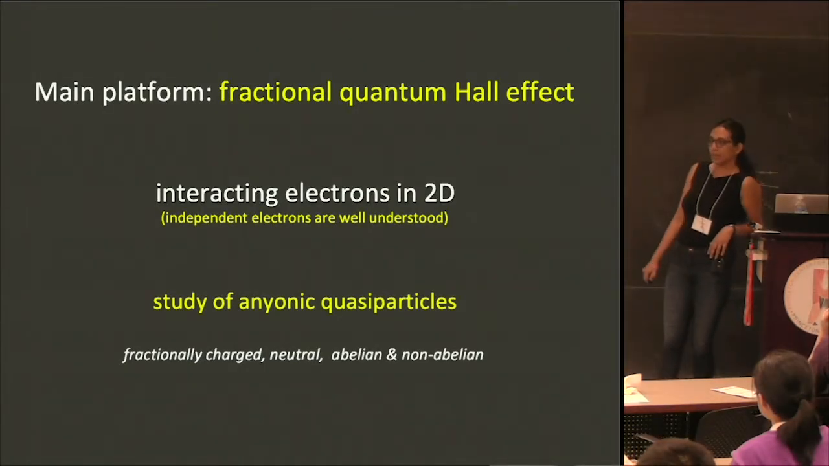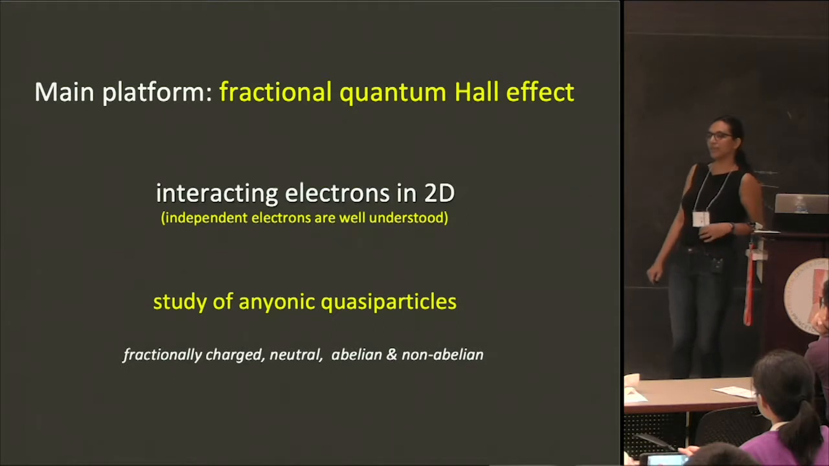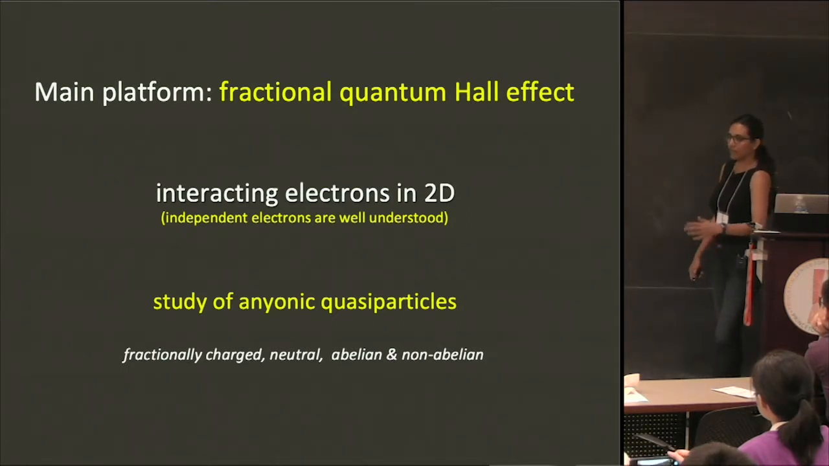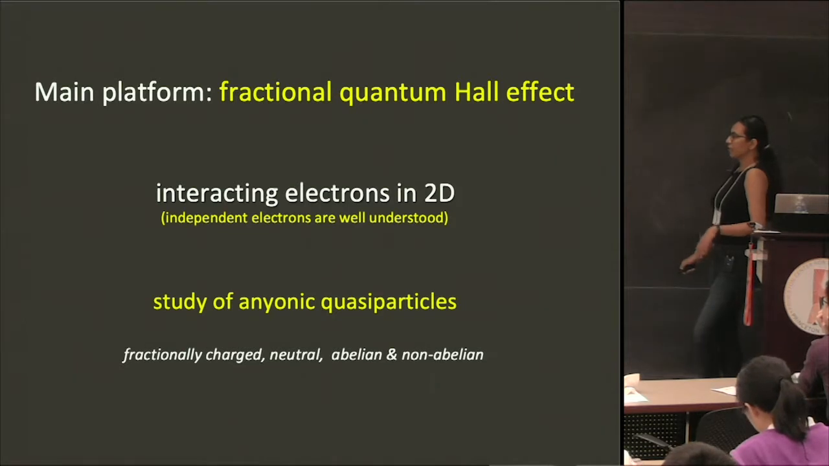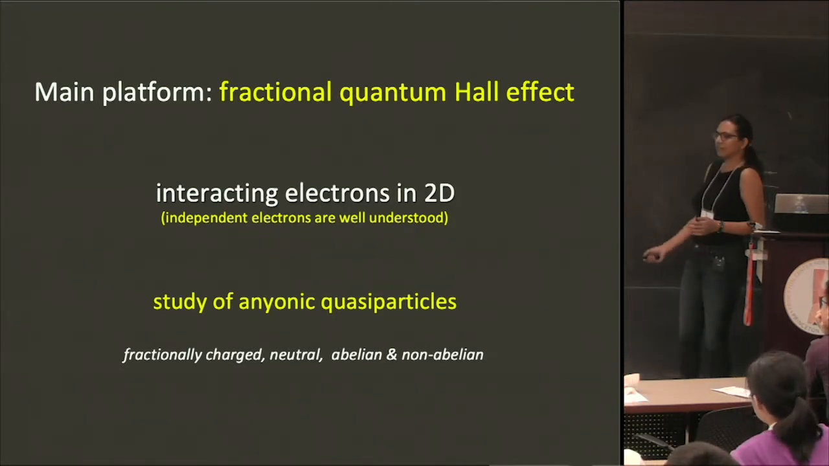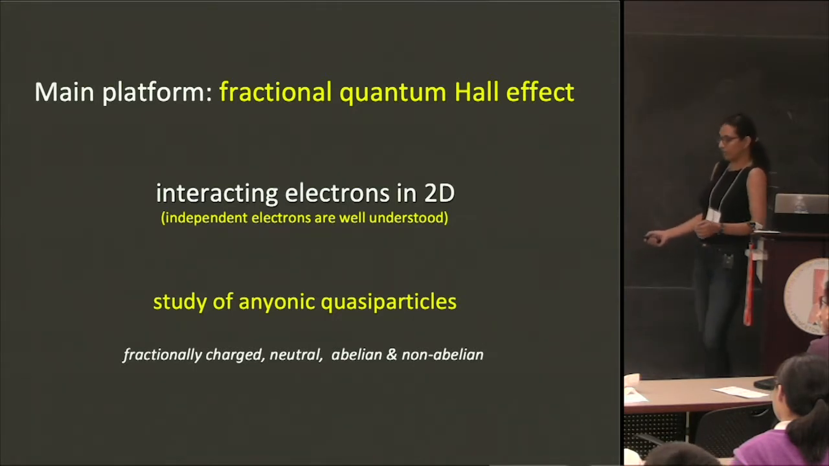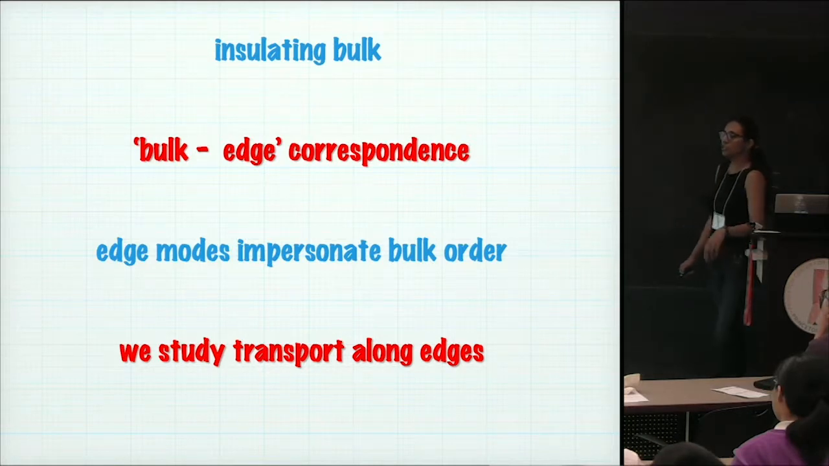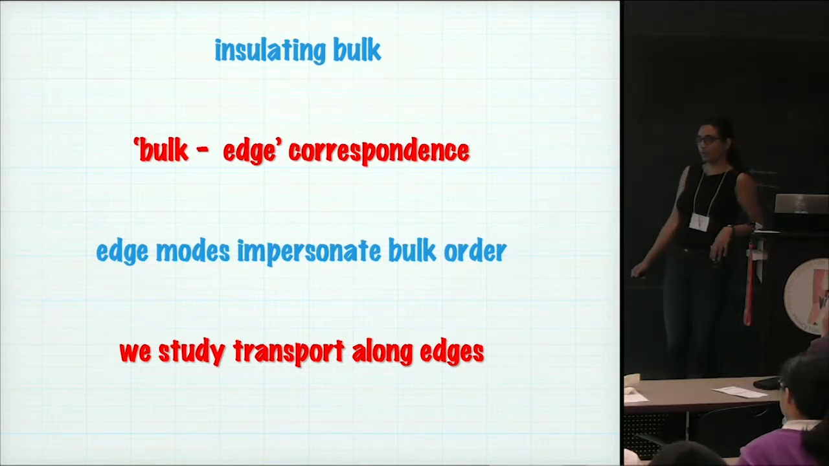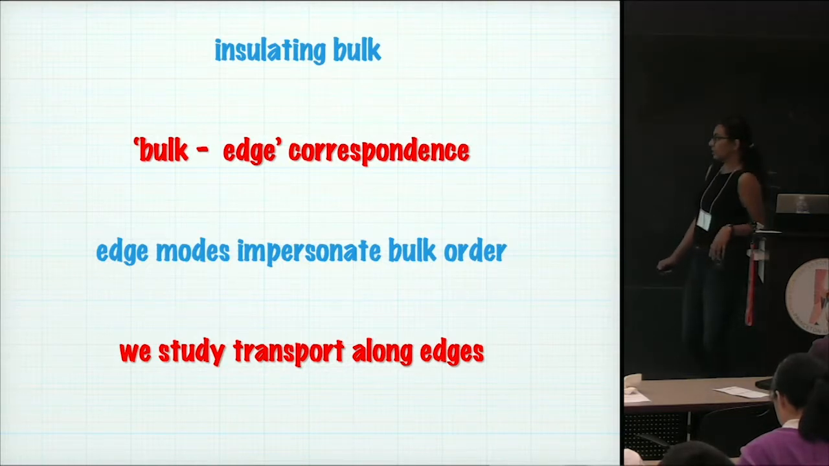So again, my main platform will be fractional quantum Hall, and the reason for quantum Hall is just accessing these 1D ballistic edge modes which carry fractional charges because of this interacting 2D electron gas. The study of anyonic quasi-particles has been going on for almost 35 years. So we know that they are fractionally charged, there are neutral quasi-particles, and as I said, there can be abelian and non-abelian particles. The bulk is insulating, and there is bulk-edge correspondence. So just to study the bulk, you can study the edge and you will have a good picture of the bulk, which is insulating and often can host these topological quasi-particles.